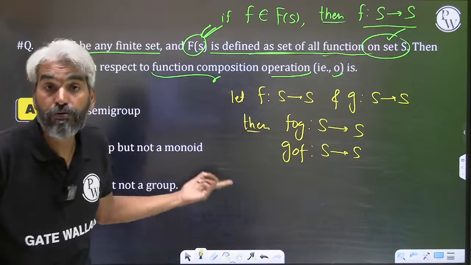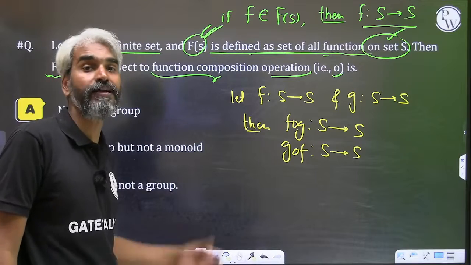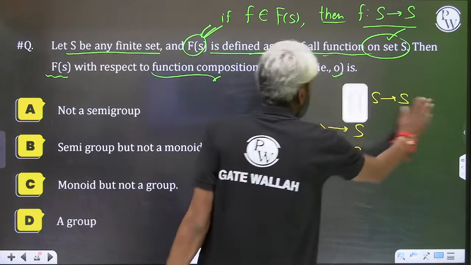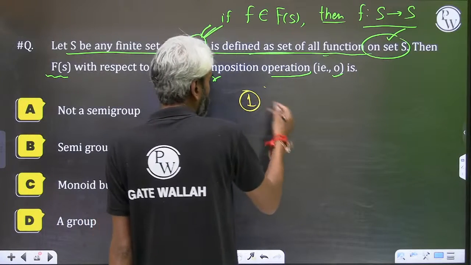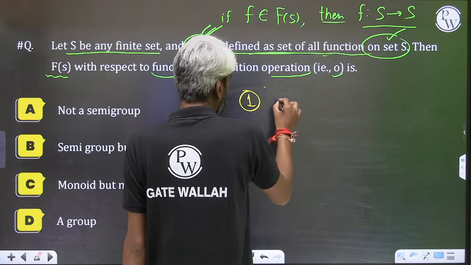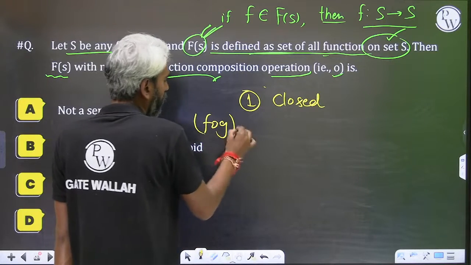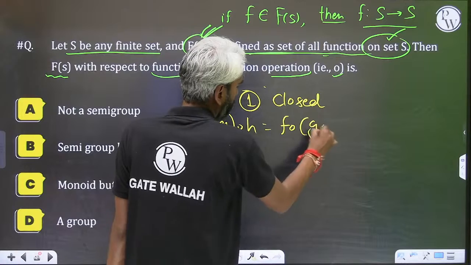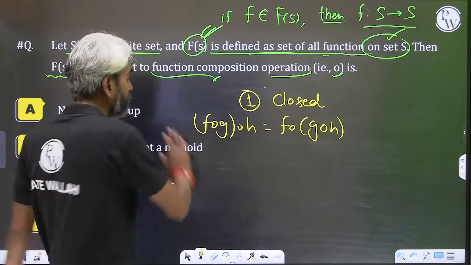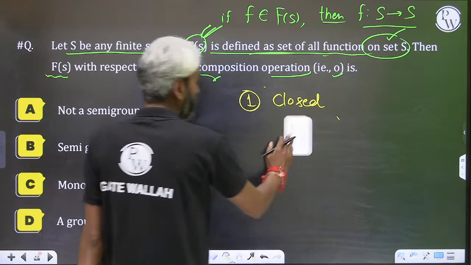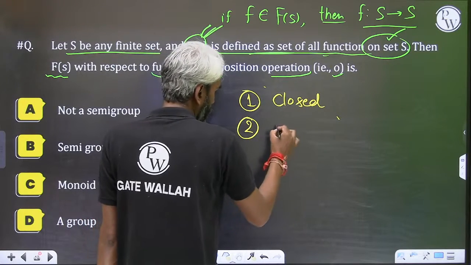Therefore, it will be closed. Take any two functions on set S, the composition will also be from set S to set S itself. Therefore, the set F_S with respect to function composition is closed. That's what we discussed when we were discussing function composition. Now we already know that (f of g) of h is f of (g of h), which we discussed earlier: function composition is associative. Function composition on functions from set S to set S will be associative.